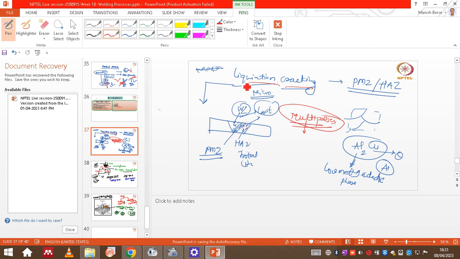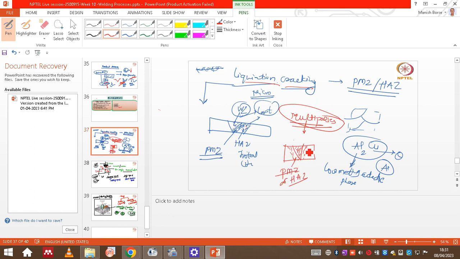But another kind of issue, liquefaction cracking, can also take place in fusion welding processes, mainly during multipass welding, right? Because in multipass welding, if we do the welding at the first pass, then the metal at the interfaces will undergo solidification after melting. But the area surrounding that region is the partially melted zone, or we can say the heat affected zone.